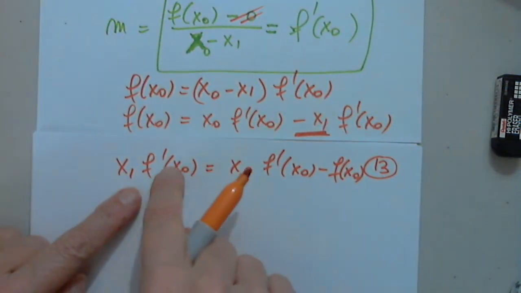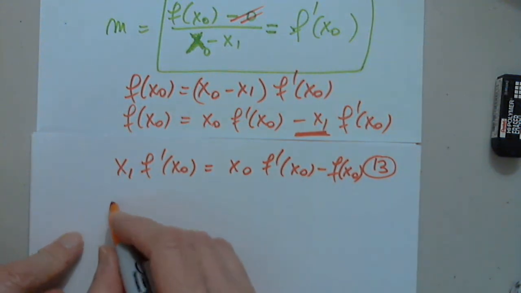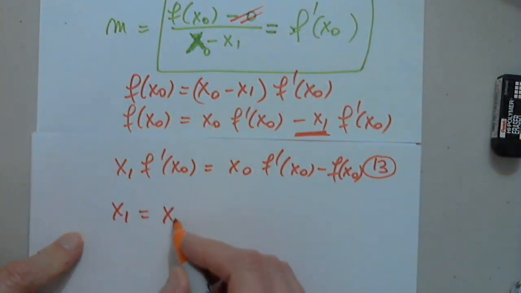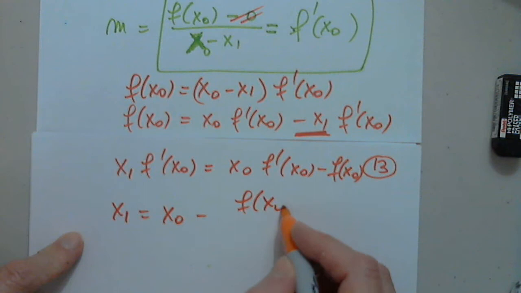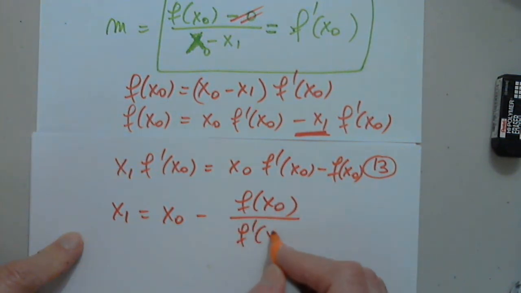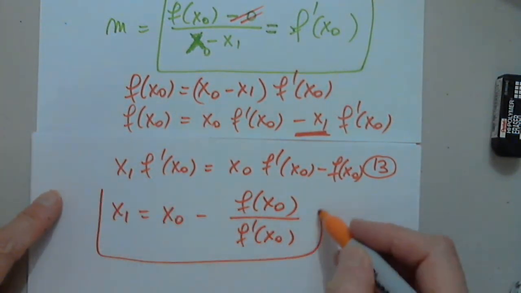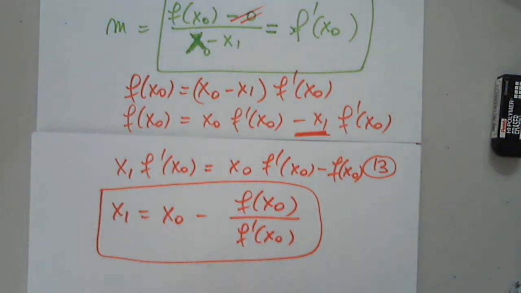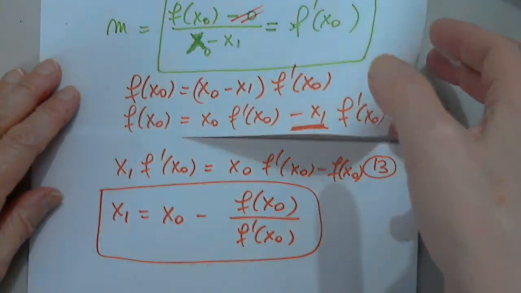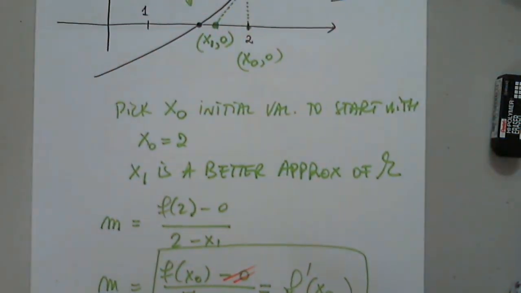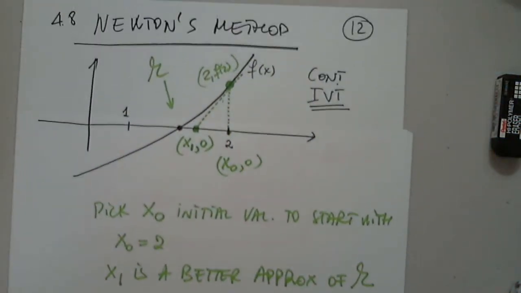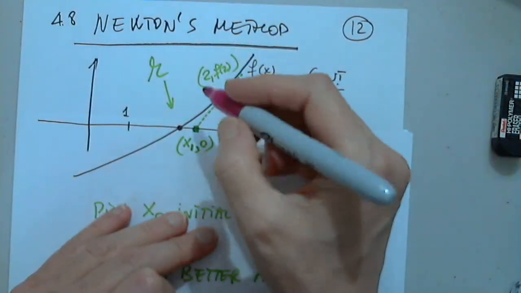Okay, obviously I have to divide by this, term by term. So x1 equals x0 minus f of x0 over f prime of x0. Okay, so I'm happy. I determined x1. Okay, so moving on, come back to the graph. Look what I'm going to do next. I will repeat the steps.